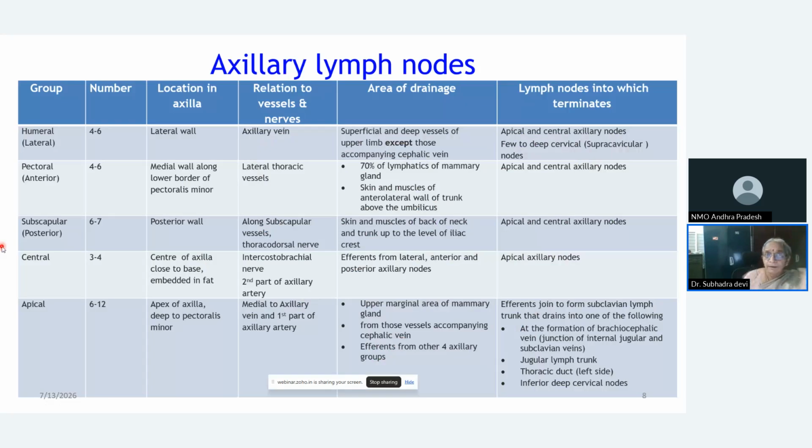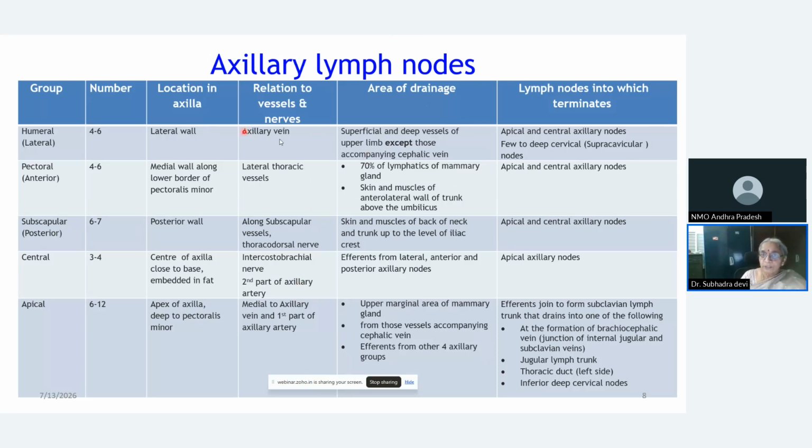Then you can formulate a table also. The lateral group is known as the humeral group, the pectoral group is anterior, and the subscapular group is posterior. Central, what is the central part? And then the apical group, where they are located, and what is the relation of vessels, which I have already shown you in the picture. So if you have that pictorial memory and organize them in the form of a table when you are reading, you can give the relations of the vessels and nerves. And what is the area of drainage, I have already shown you.